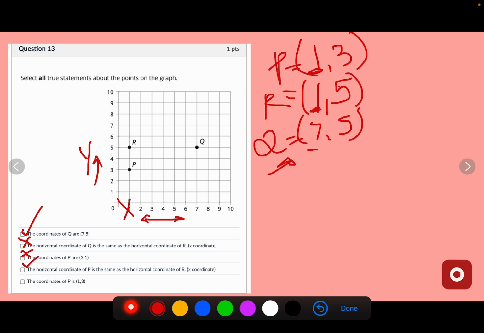And then the last one, the coordinate of P is 1 and 3. Do we see that here? We do. That was correct, and that's why we wrote our coordinates out first. So the coordinate of P is 1/3. Not 1/3. I'm still in the fraction brain, friends. The coordinate of P is 1 and 3.